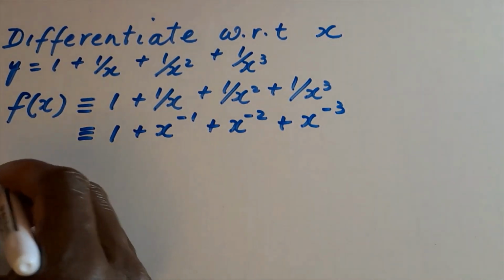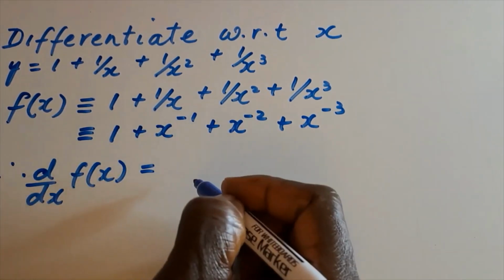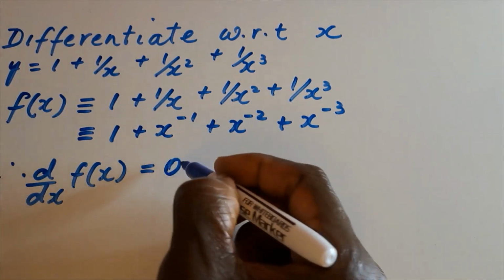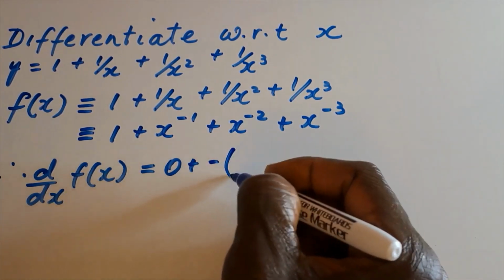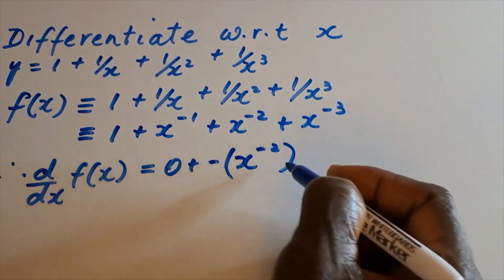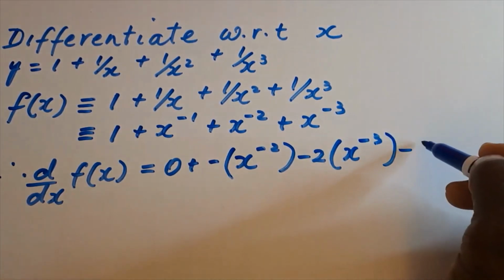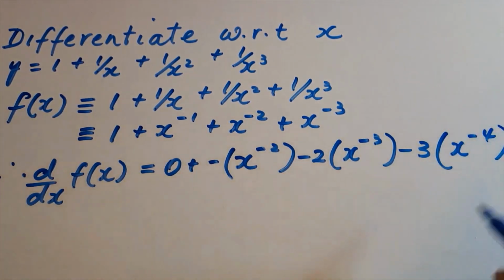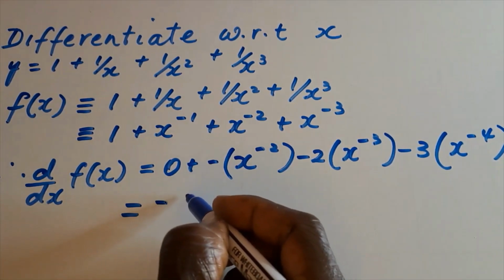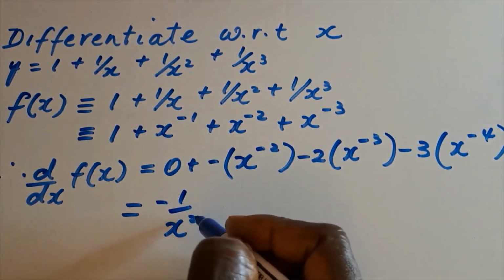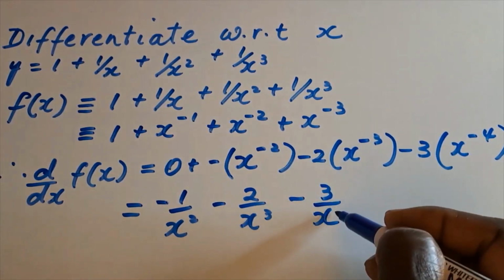And we can go ahead and now differentiate. d/dx of f of x is equal to 0 add minus x to the minus 2, minus 2 x to the minus 3, and minus 3 x to the minus 4, and this becomes minus 1 over x squared minus 2 over x cubed minus 3 over x to the 4th power.